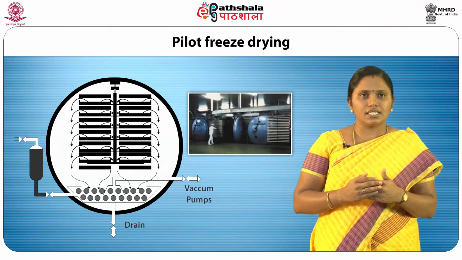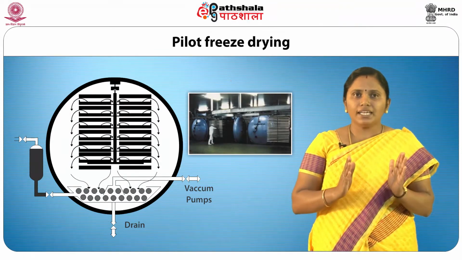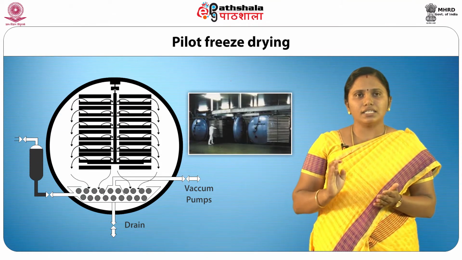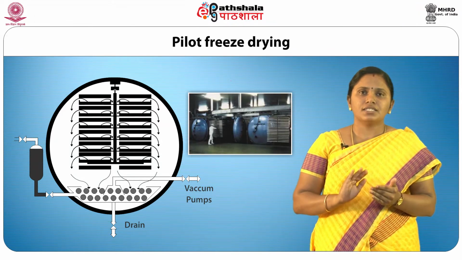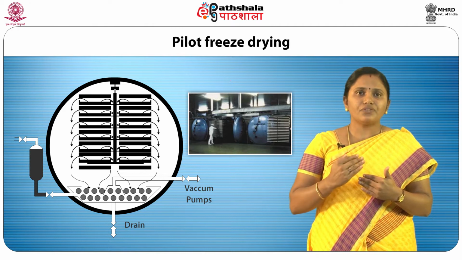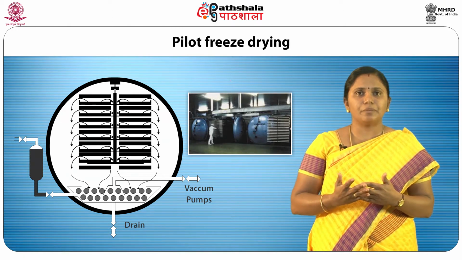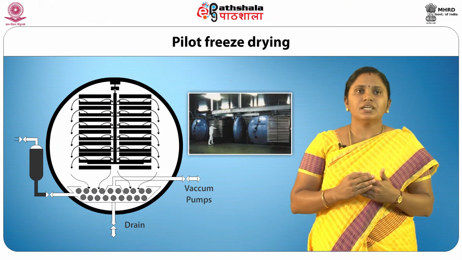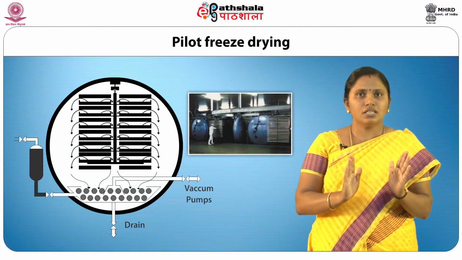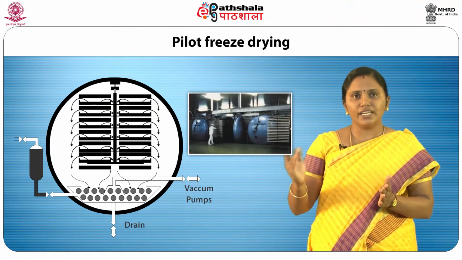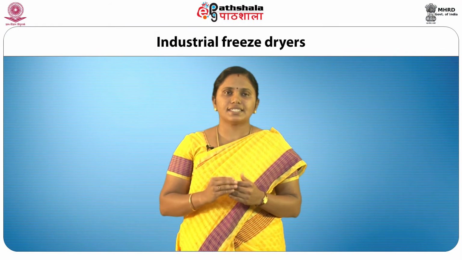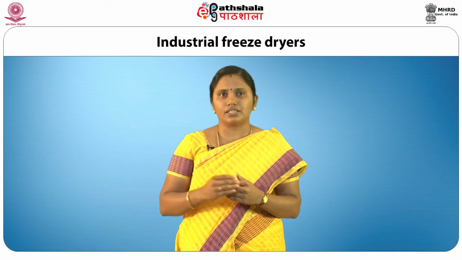The first one is pilot freeze drying. Pilot freeze dryers are mainly used in food laboratories and pharmaceutical industries, since they are used to explore possibilities for the preservation of biological materials. They are highly demanded. This type of freeze dryer can dry materials in batches consisting of from 2 to 20 kgs of frozen product. The second one is industrial freeze dryers.